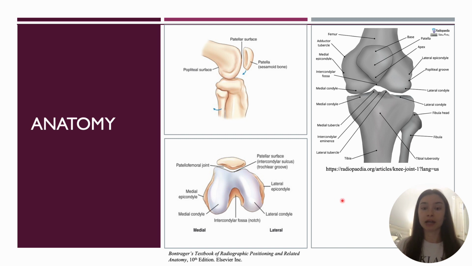Then the third image is an overall image of an AP knee, so we have the proximal tibia and fibula, the distal femur once again, and the patella. For the tibia, we have the medial condyle, the lateral condyle, the intercondylar eminence in the middle, and the articular facets of the tibia on each side. For the fibula, we have the fibular head and neck. For the distal femur, once again, we have the medial epicondyle and condyle, the lateral epicondyle and condyle, and the intercondylar fossa right here. And then for the patella, we have the base at the top and the apex at the bottom.